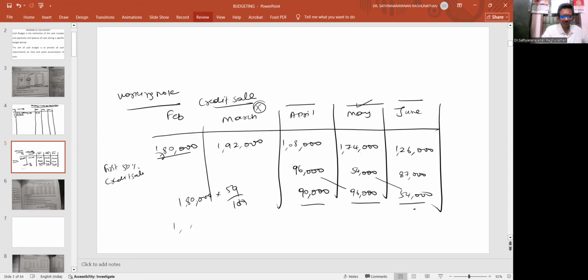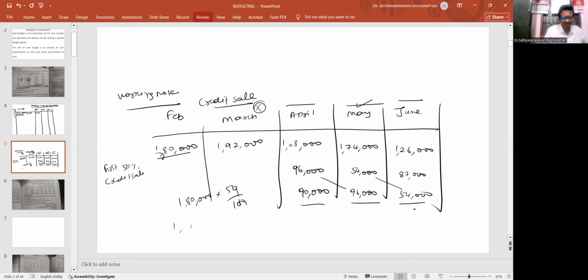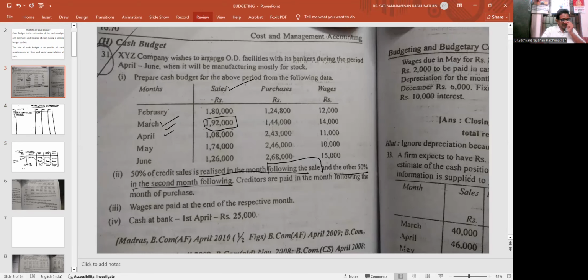Now here, first 50% of the credit sale. Suppose you are going to prepare the cash budget for April, May, June. 50% of the March credit sale is realized in April. 50% of the April credit sale is realized in May. 50% of the May credit sale is realized in June. 1,92,000 into 50%, use the calculator, 96,000. 1,08,000 into 50%, 1,74,000 into 50%, use the calculator.